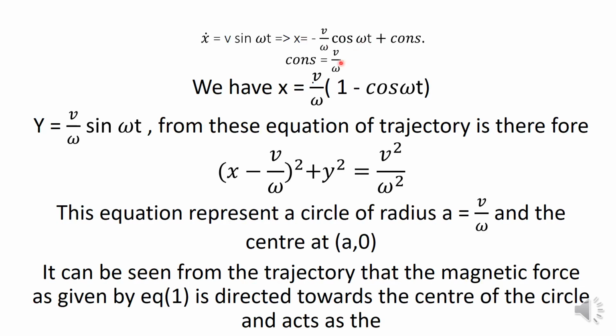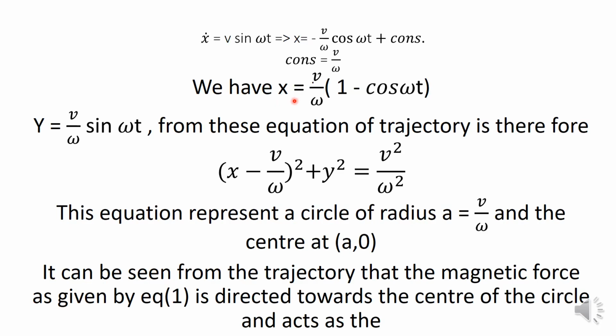As our boundary condition, at t is equal to 0, x is equal to 0, that means 0 is equal to minus v by omega plus the constant. Therefore the constant is equal to v by omega. Ultimately we find x is equal to v by omega into 1 minus cos omega t. In a similar way, applying the boundary condition, we find y is equal to v by omega sin omega t. Thus, we have at any instant of time the position of the charged particle, which is x and y.